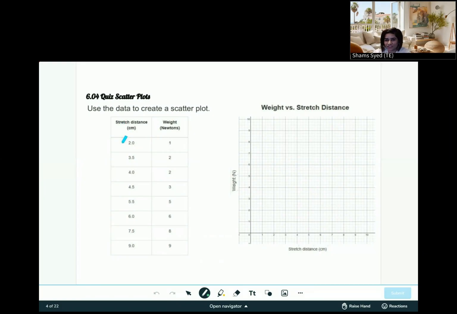When the stretch distance is 2, weight is 1. Go up 1. Stretch distance is 3.5, which is right between 3 and 4. Go up 2. Okay, let's move on. Stretch distance is 4. Go up to 4, right? The weight is supposed to be 2. Very close together.